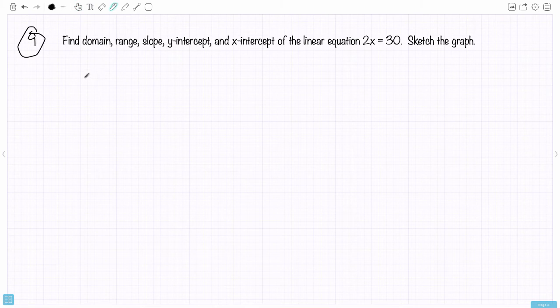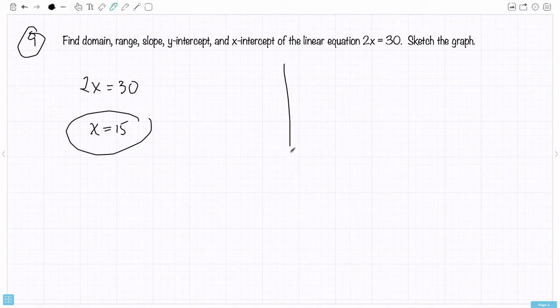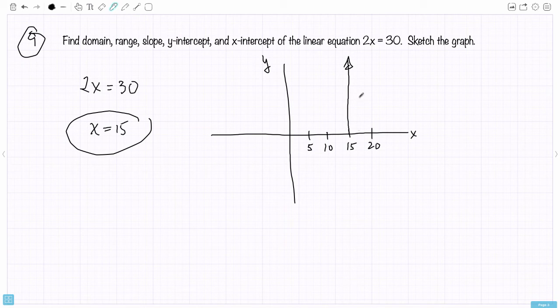Let's simplify the equation. If we have 2x equal 30, that's equivalent to x equal 15. These two equations have the same solution. So the equation is really just x equal 15, and a graph is very easy to make. We can say 5, 10, 15, 20. Because we have a constant 15, we get a vertical line.